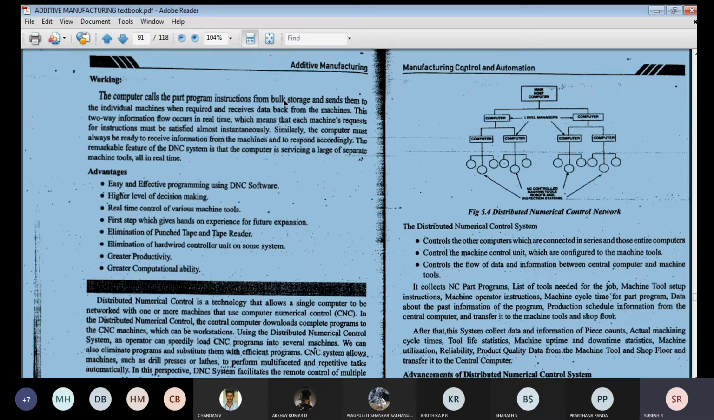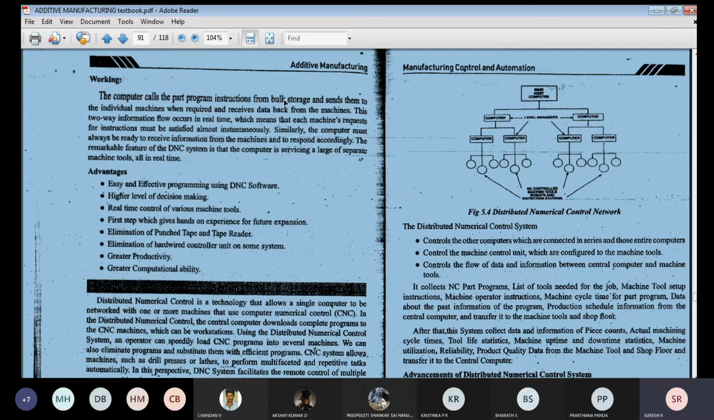If possible, it can also receive data back from the machines. So both-way communication is possible in the case of the DNC machine. This two-way information flow occurs in real time, which means that each machine's request for instruction must be satisfied almost instantaneously. Whatever is asked in the reverse direction has to be satisfied there. Similarly, the computer must always be ready to receive information from the machines and to respond accordingly.